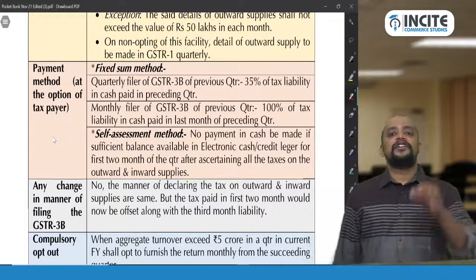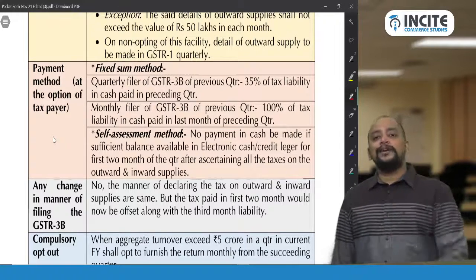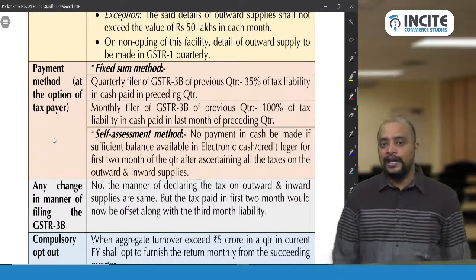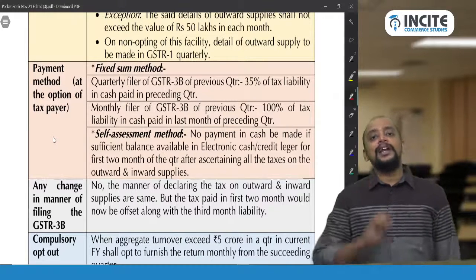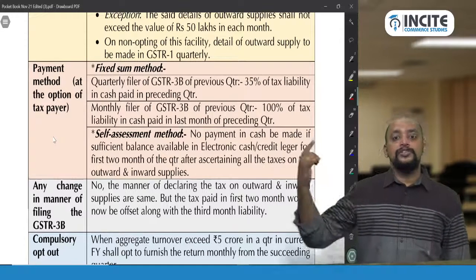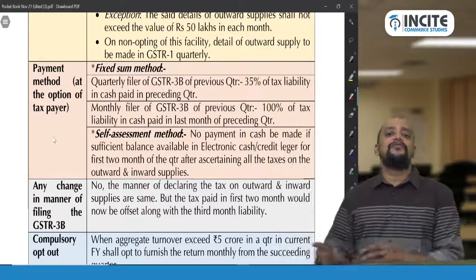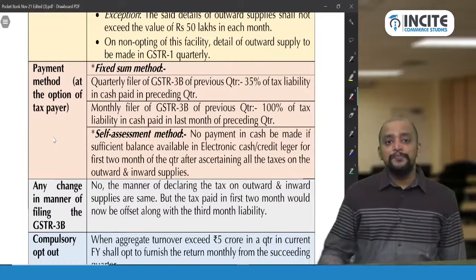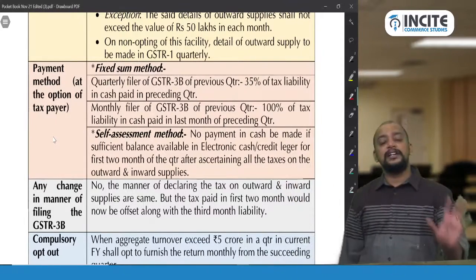For example, for month 1 in the October to December quarter, I have paid under the fixed sum method 3,50,000, whereas my actual liability for that month is 4,50,000. So that 1 lakh I pay by the time I file GSTR 3B, whose due date for that quarter is the 22nd or 24th. If I pay by then, I don't have to pay any interest. Suppose I am paying later, I have to pay interest after the due date of filing GSTR 3B. This is under the fixed sum method.